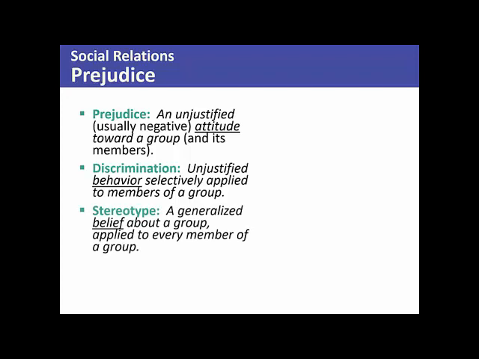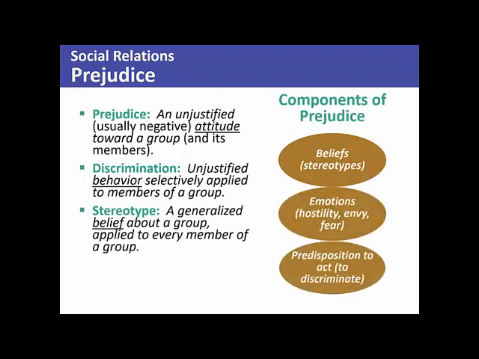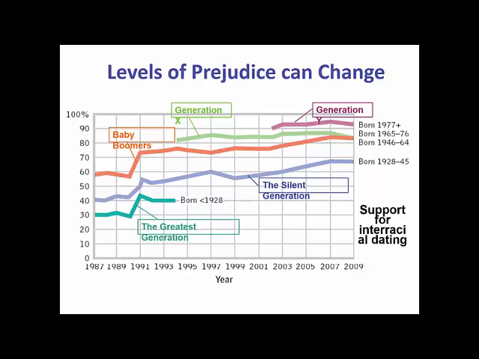A stereotype is a generalized belief about a group applied to every member of the group. So you can see there's obviously things that are in common, but here the big difference is prejudice is an attitude, discrimination is a behavior, and stereotype is a belief. So the common components of prejudice involve beliefs or stereotypes, emotions, and predisposition to act, or the behavior. So levels of prejudice can change.